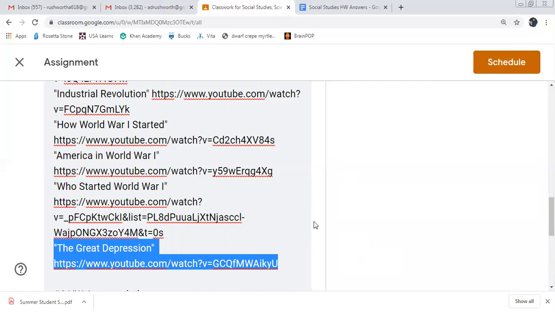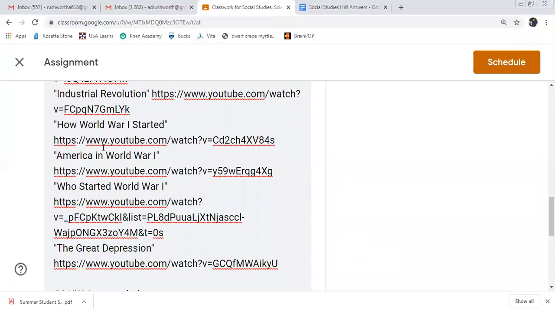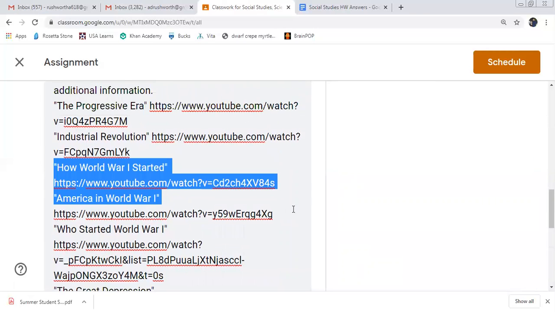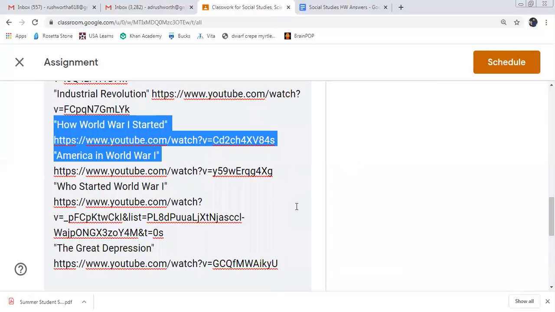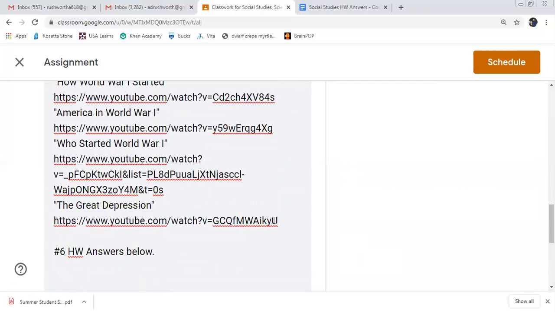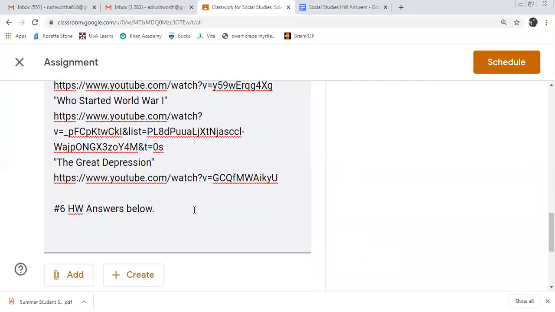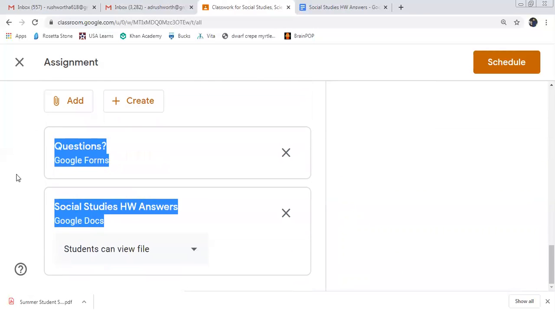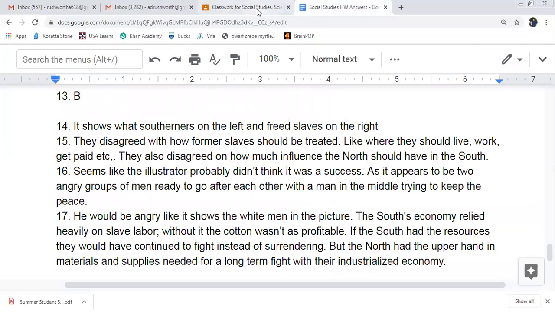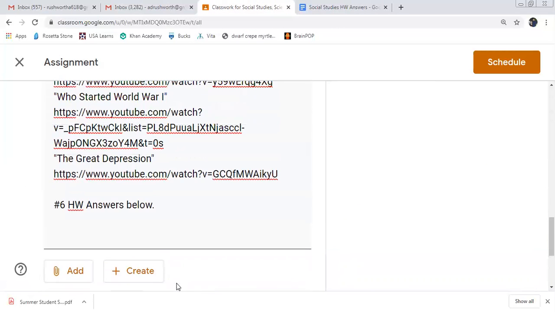So watching the Great Depression would be interesting, and how World War I started would be an interesting one to watch, just because really World War I wasn't the United States' fight, but they ended up having to get into it because they kept sinking our ships, which is an act of war. So there we go. All right, and then number 6 is your homework answers from last week, basically. So this is that document to show you your homework answers, the one that I showed you here. So if you need to look back at that, it's added there on the classroom.